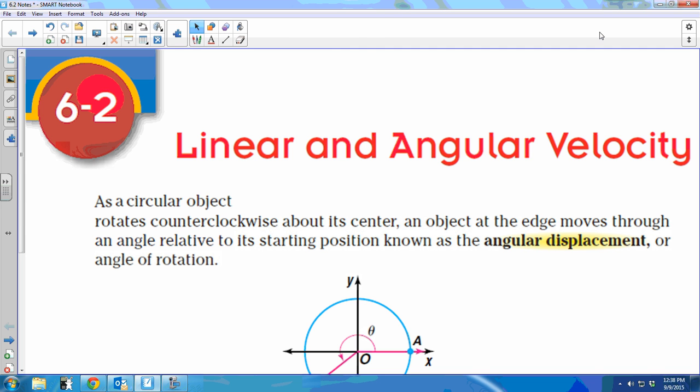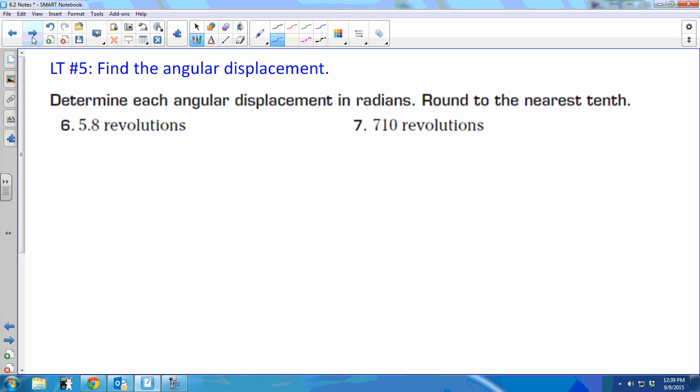So we're going to talk about angular displacement, which is a fancy phrase. Angular displacement is just asking, given a certain number of revolutions around a circle or circular object, how many radians is that? That's all it's asking. So if it says 2.3 revolutions, I want to know how many radians that is. Well, one revolution is how many radians? 2 pi. So instead of multiplying by 360, we're going to be multiplying by 2 pi. Okay? So this is all learning target 5 is.